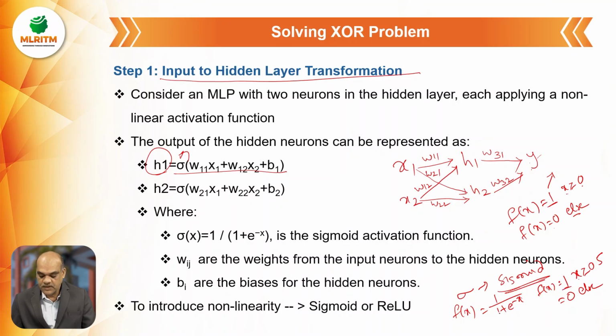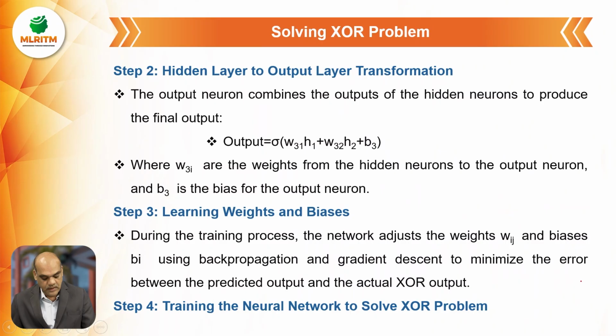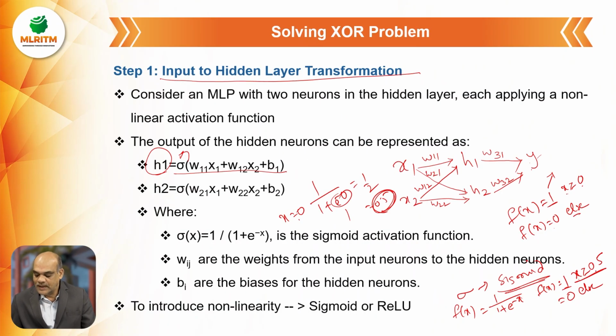How? For example, if the x value is 0, 1 by 1 plus e power minus 0. So e power 0 is 1, 1 plus 1 is 2, which is equal to 1 by 2, that is 0.5. That means if the x value is 0, we are going to get 0.5. We should not calculate the activation function with negative values. So the minimum input value is 0. That's why I'm writing x greater than or equal to 0.5. We are going to get the output as 1 here. And if the x value is less than 0.5, we are going to get the output as 0.